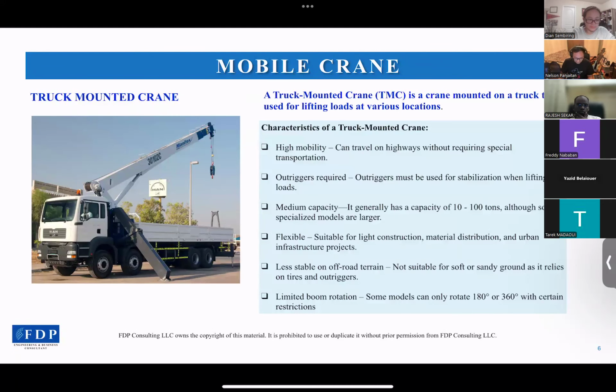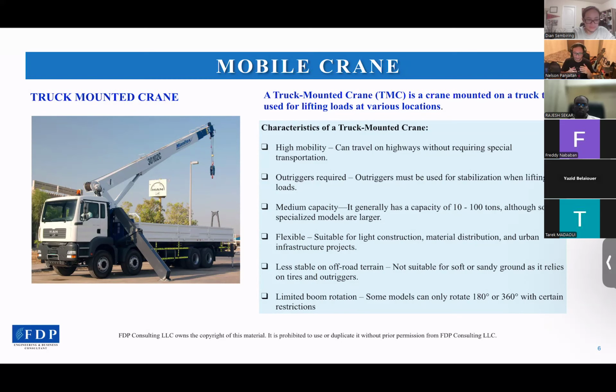So the first one is the truck mounted crane. This type of crane is usually used due to high mobility, for example, on highways, and outriggers can be used if required to stabilize the contact point to the ground. As we know, one characteristic of the rubber tire is that it is elastic. So when doing the lifting, the COG of the crane is not always exactly at the center. Sometimes it's offset by certain millimeters, for example.